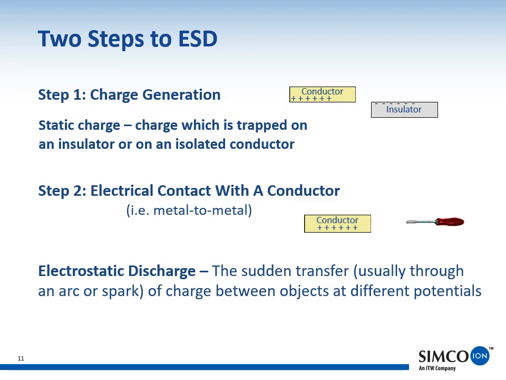This concept of different potential is a key concept to understand when developing an ESD control program. If we can avoid having a difference in potential between items through reduction of charge or grounding and keeping everything at the same potential, we can avoid ESD events and ESD damage.